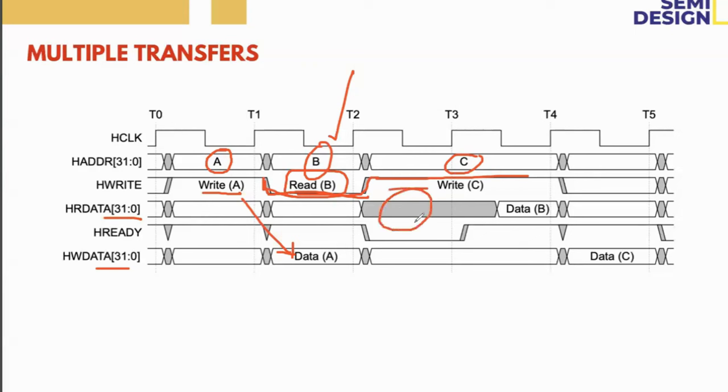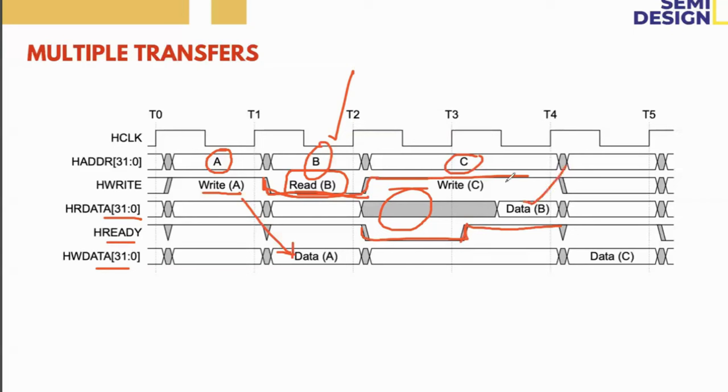Actually, here it should get the data in the next clock cycle, but because H ready is low, that's why data is not getting at HR data. Whenever H ready is high, then only HR data can read the B data. Okay, so here it is high, so in this phase data B has been read.